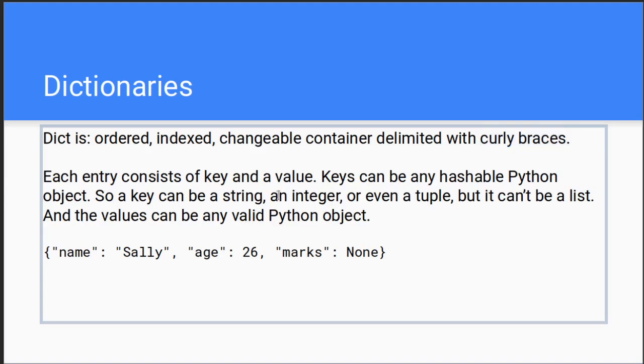So keys can be anything that is hashable, like a string or integer or tuple, but not a list. A key cannot be a list because a list is not hashable. And the values can be anything.